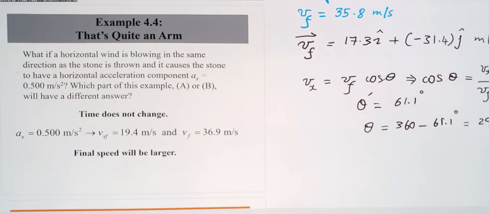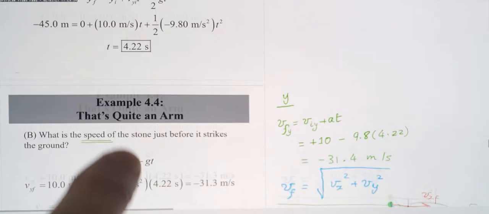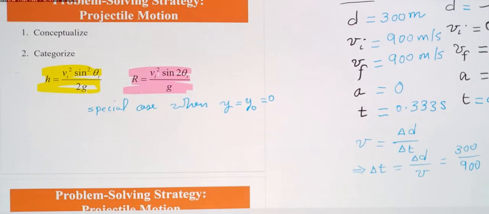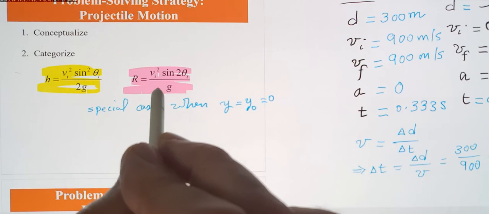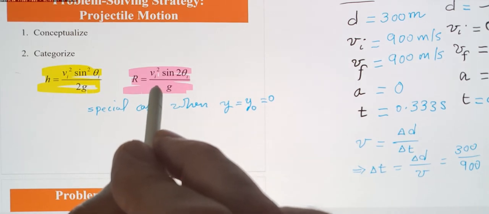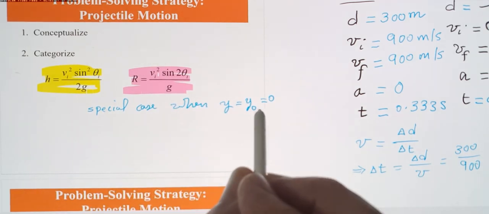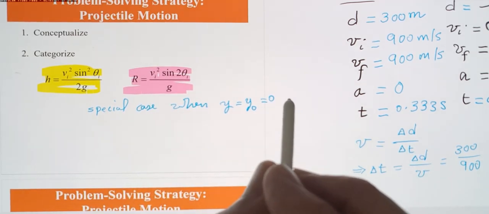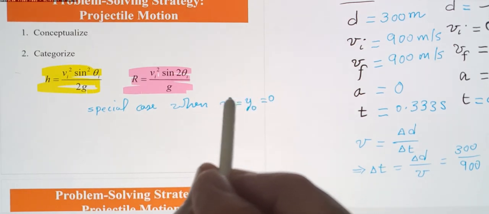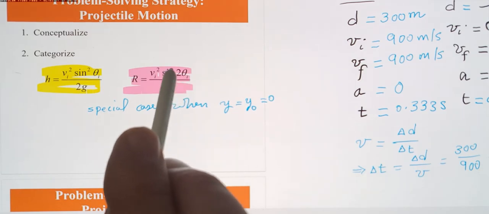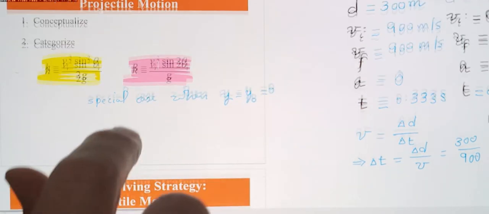But Abdulrahman, be careful. When you calculate the range, we don't use those equations anymore. Never use this equation, because you can only use it when y is equal to y naught is equal to 0. So if you want to calculate the range in this problem, you don't use this equation. Be careful.